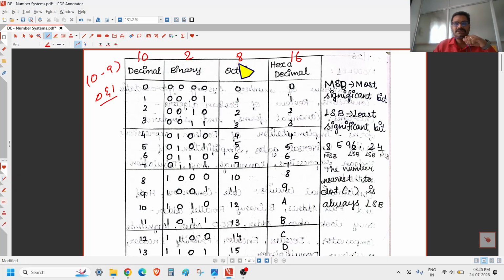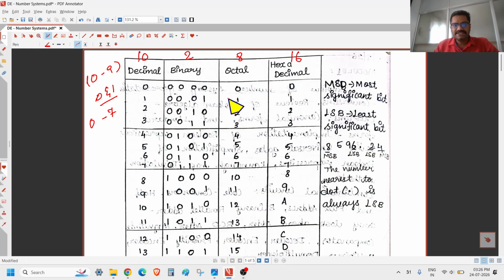And for octal the base is 8, so it contains numbers from 0 to 7. The total is 8 numbers. And for hexadecimal, we have the numbers 0 to 15, so the total is 16. Those are the bases. So there are four different types of number systems: decimal 10, binary 2, octal 8, and hexadecimal 16.